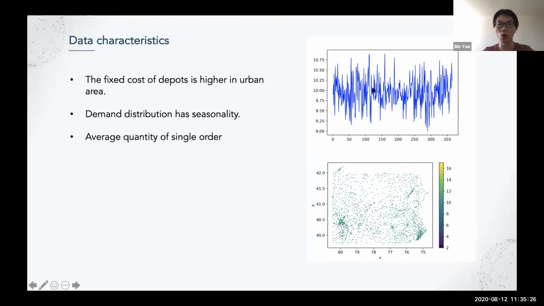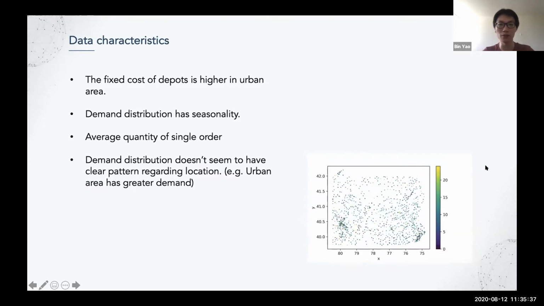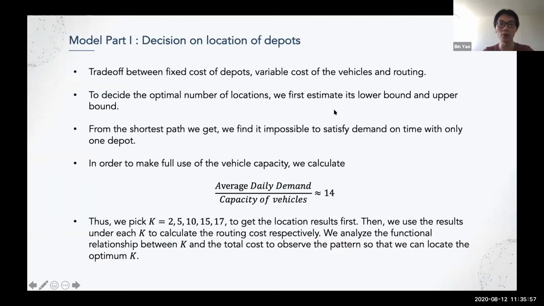And also, we explore some other quantity, like the average quantity of a single order. They are actually quite stable, around 10, regardless of location or time. And finally, we also want to figure out the demand distribution regarding the locations, but it doesn't seem to have any patterns. So the urban area doesn't have greater demand compared to the rural area. Given this observation, we want to start the first part of our models.